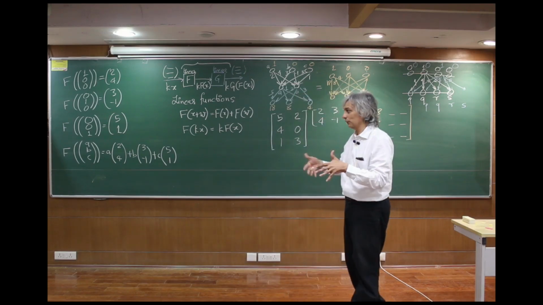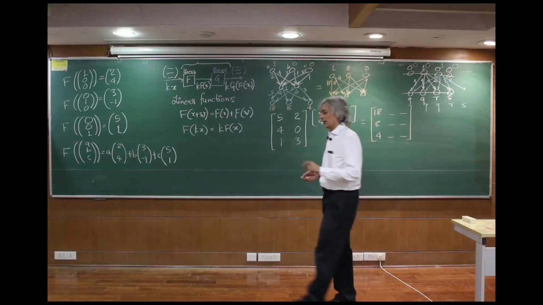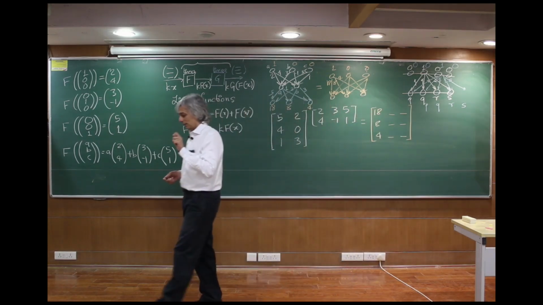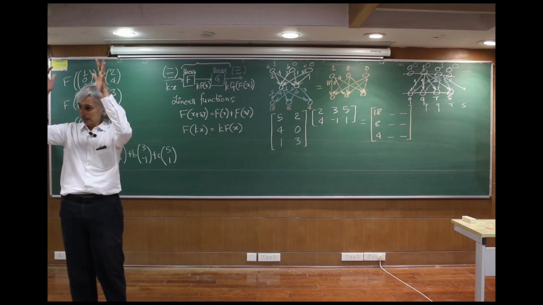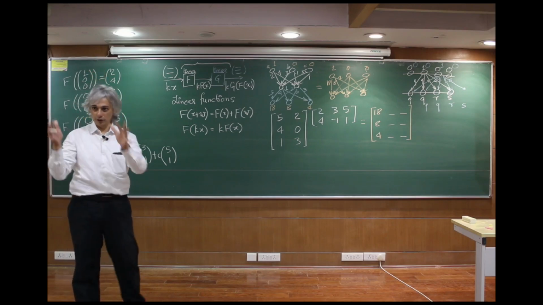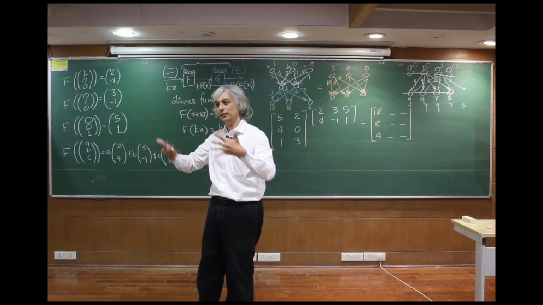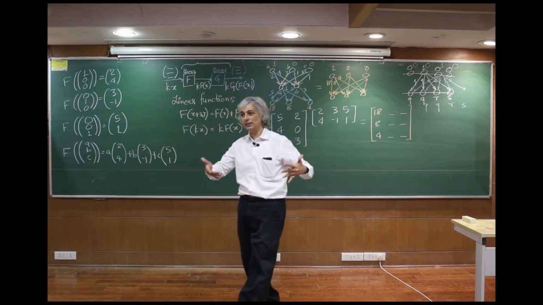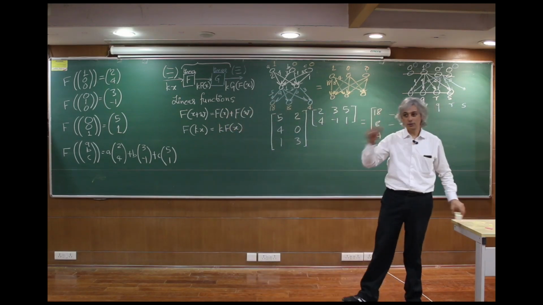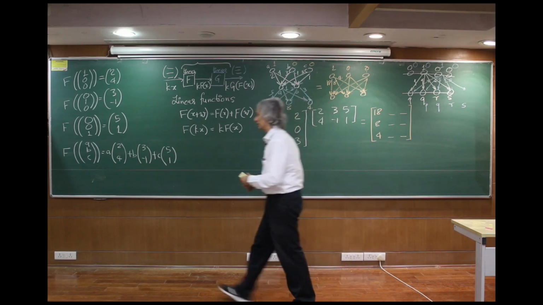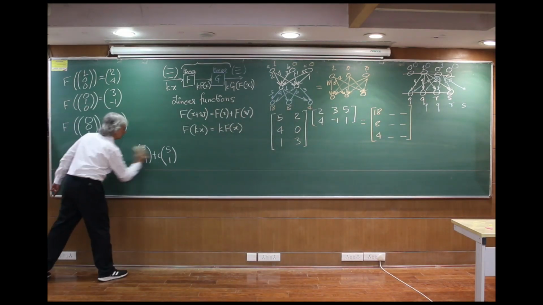So what happens when you cascade two linear shift invariant operations? If you cascade two linear and shift invariant operations, what you will get evidently is a linear and shift invariant function. What that means is that if you cascade two convolutions, you get a convolution, right? Think about that.